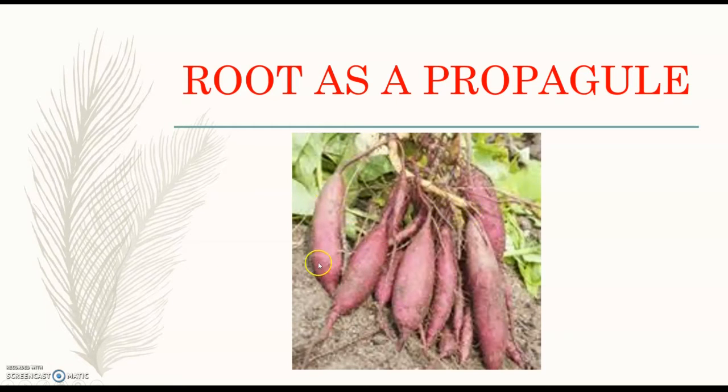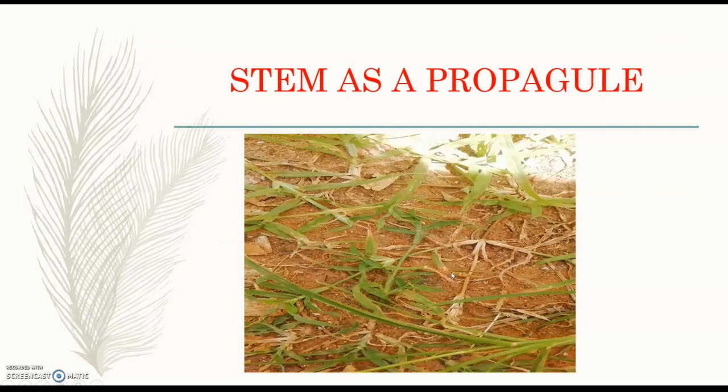And again, from this one sweet potato we can get 8 or more in a bunch. After the next season comes, this will again produce the whole bunch of sweet potato. So this is the way they are cultivated. We are using the root as a propagule because of the storage food matter found in it. Got it clear? The next one.